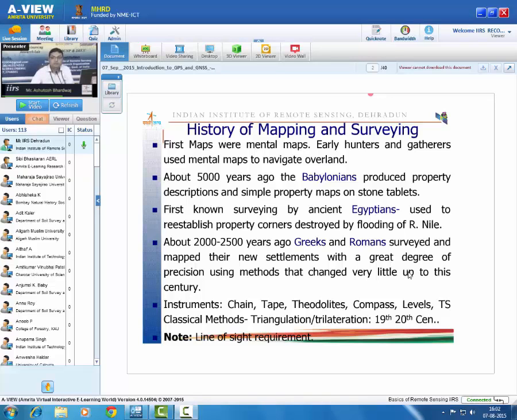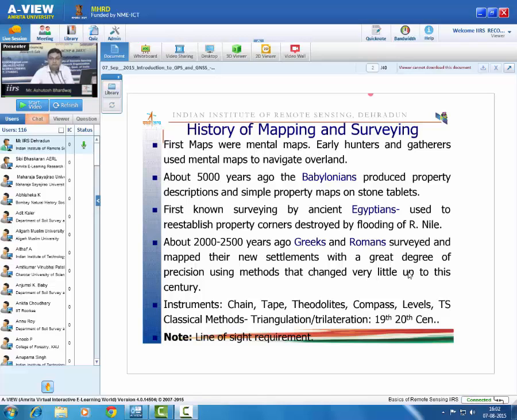Previously, the first maps were mental maps. Early hunters and gatherers used mental maps to navigate overland. Then historically we have seen that various civilizations developed their own methods to prepare maps which have been very accurate. Then in surveying, various instrumentation developed over time, such as chain, tape, theodolite, compass, dumpy level, tilt levels, total station, electronic distance measurement, EDMs, and then GPS has come.